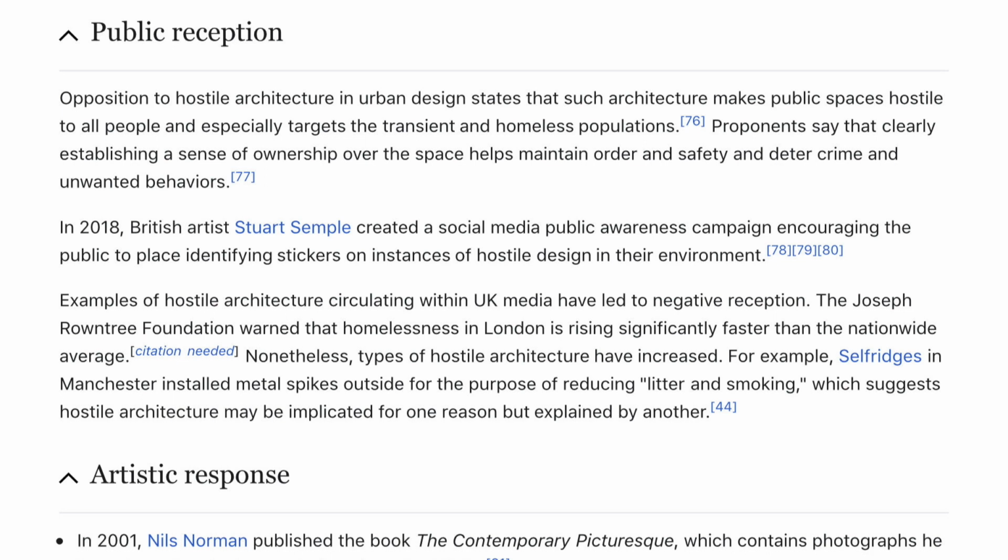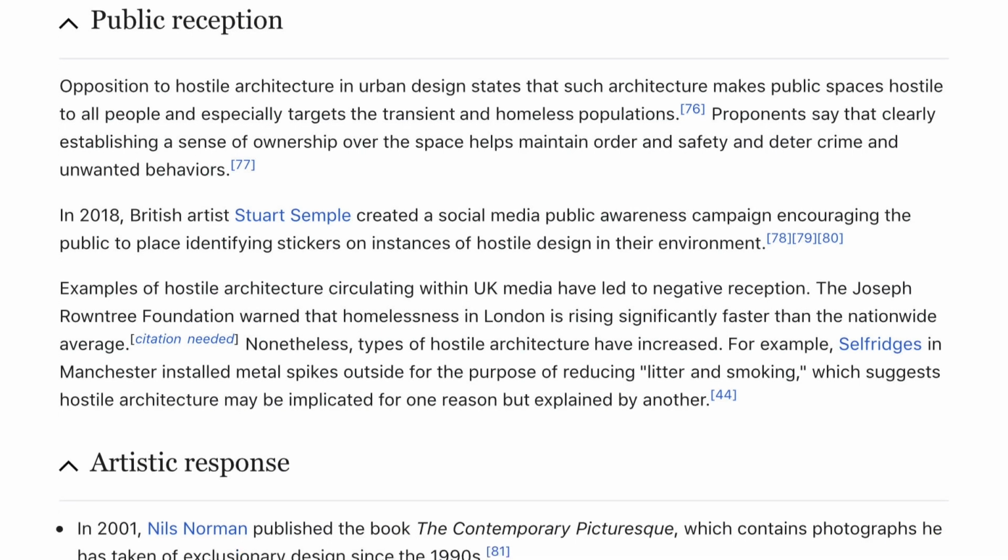The Joseph Rowntree Foundation warned that homelessness in London is rising significantly faster than the nationwide average. Nonetheless, types of hostile architecture have increased. For example, Selfridges in Manchester installed metal spikes outside for the purpose of reducing litter and smoking, which suggests hostile architecture may be implicated for one reason, but explained by another.